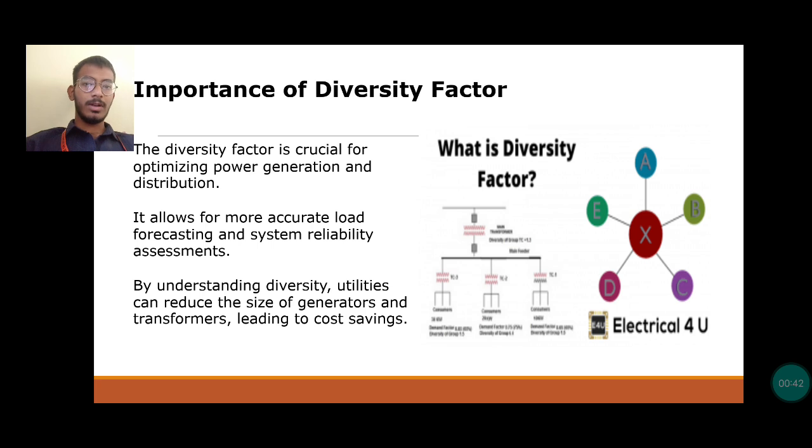Importance of diversity factor. The diversity factor is crucial for optimizing power generation and distribution. It allows for more accurate load forecasting and system reliability assessments. By understanding diversity, utilities can reduce the size of generators and transformers, leading to cost savings.